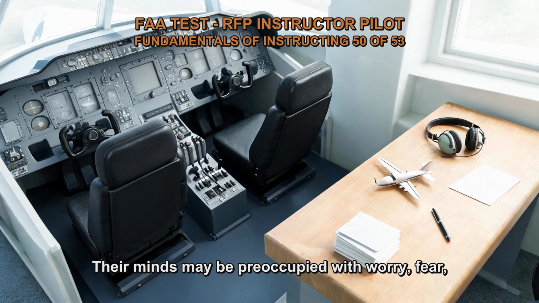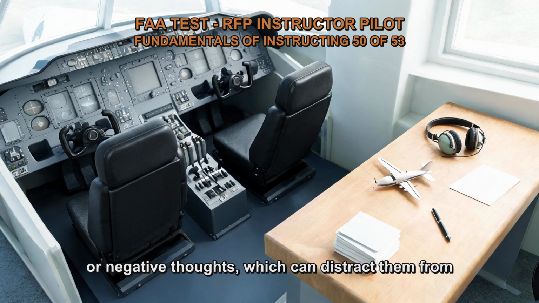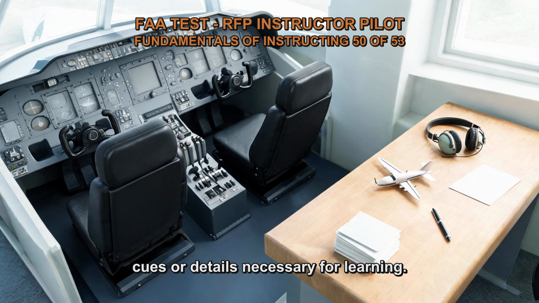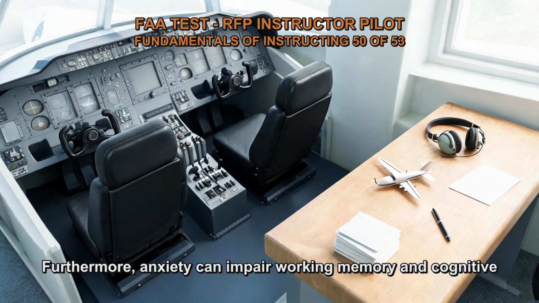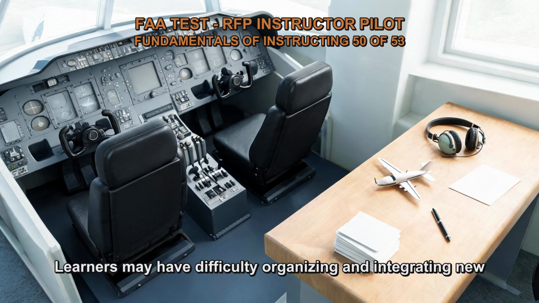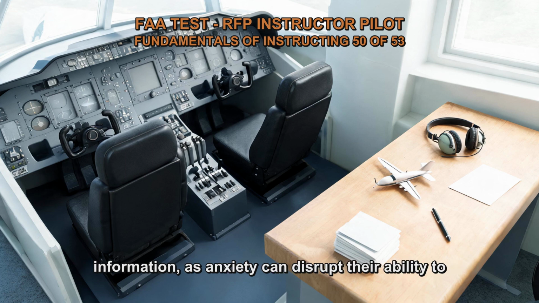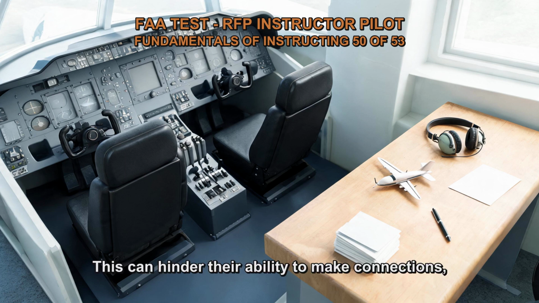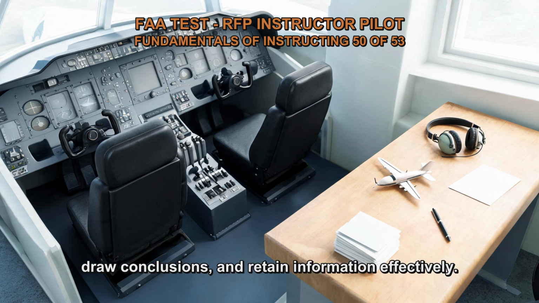Their minds may be preoccupied with worry, fear, or negative thoughts, which can distract them from accurately perceiving and interpreting information. This can result in decreased awareness of relevant cues or details necessary for learning. Furthermore, anxiety can impair working memory and cognitive processing. Learners may have difficulty organizing and integrating new information, as anxiety can disrupt their ability to think clearly and logically. This can hinder their ability to make connections, draw conclusions, and retain information effectively.